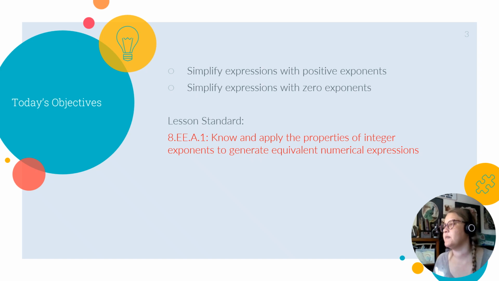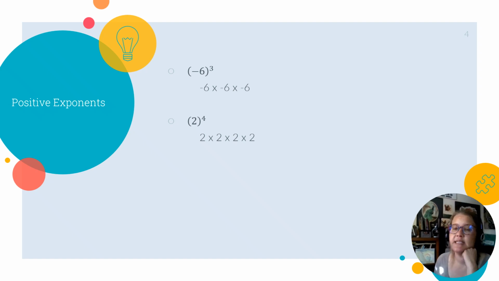All right, guys, this is what we're going to be working on today, simplifying expressions with positive exponents and simplifying expressions with zero exponents. And by zero exponents, I mean the number zero, not no exponents. Let's take a look at our first two examples. Up here we have a negative number to the third power, or cubed. Down here for number 2, we have a positive number to the fourth power. That one doesn't have a fancy name that I know of.